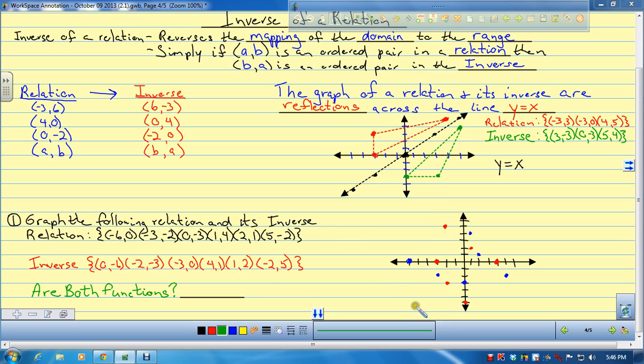However, what about the red? When I plotted the inverse, I see here that if I drew a vertical line down through right here, I would cross 2 points. So, are both of these functions? No, they are not. There is not a relationship between whether a relation is a function and its inverse has to be a function. Those will stand independent from one another.